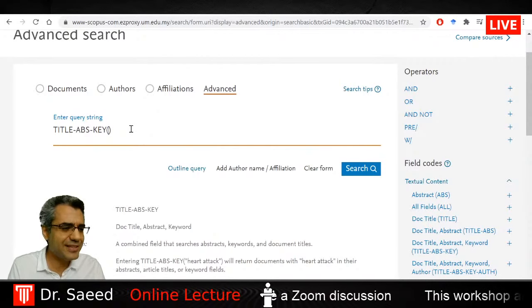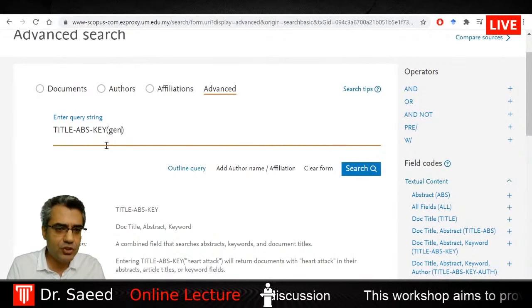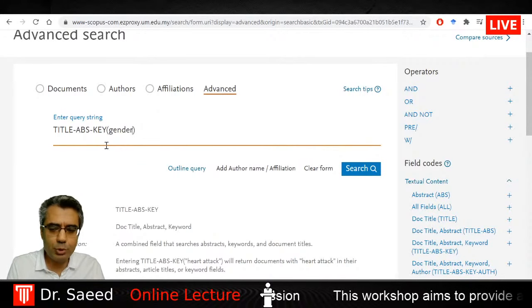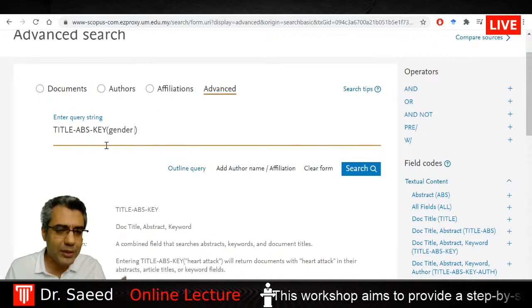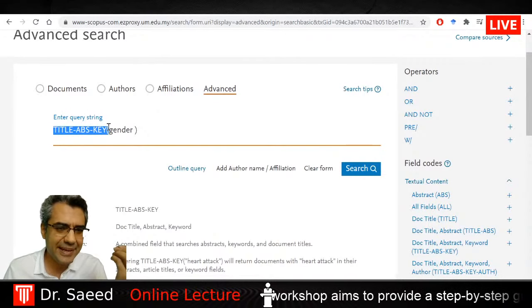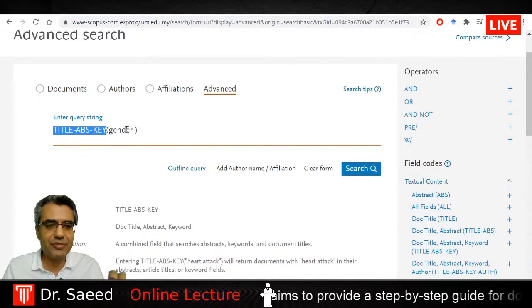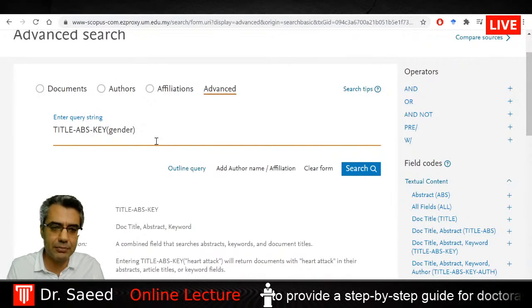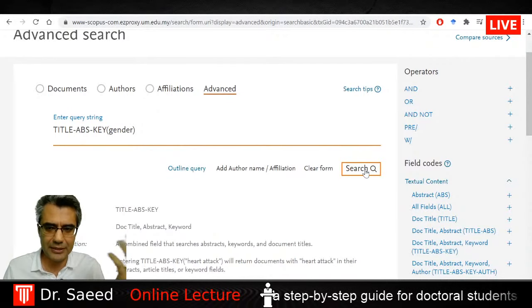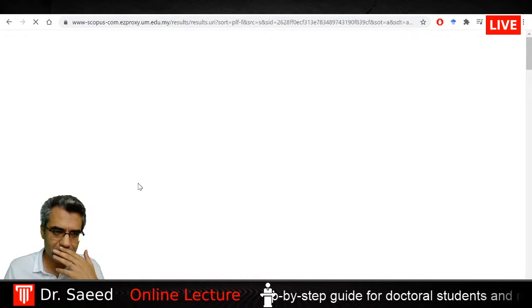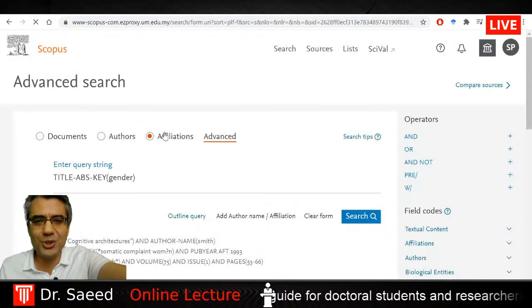So, what terms should I use? Maybe you would say gender. Of course, when you are talking about gender gap, you expect to have gender in your papers, right? So, when I'm using this term, this quote means search in the title, abstract, and keyword of the papers. If they have gender, then show me the result, include them, right? But it's not only about gender. If I search for gender, I may get millions of papers, right? So of course I don't want to include all gender papers.